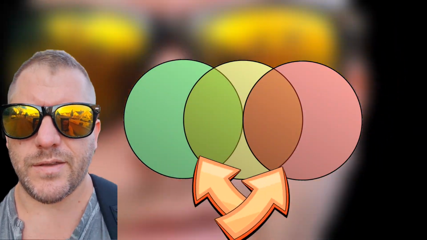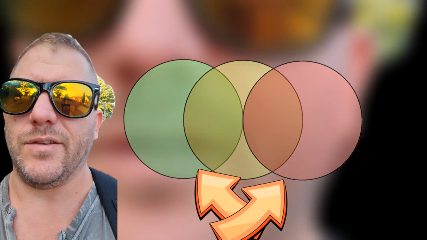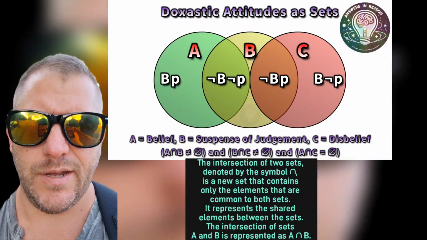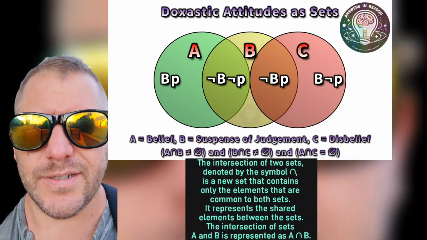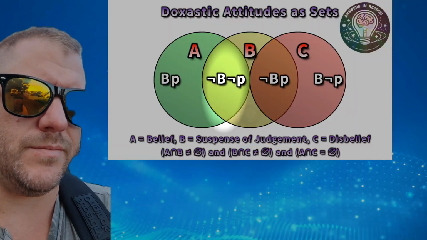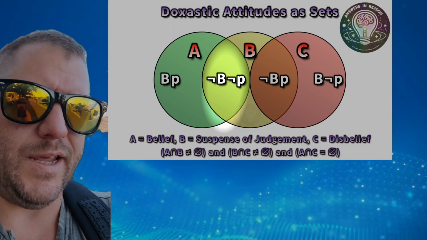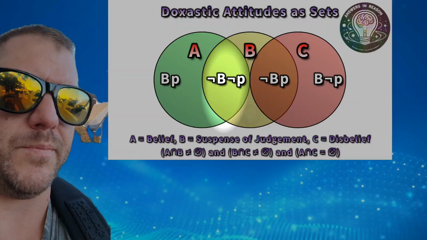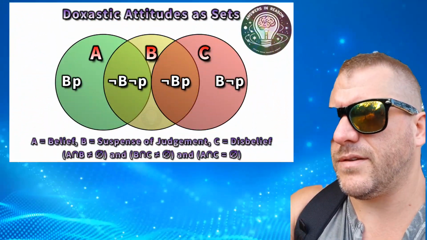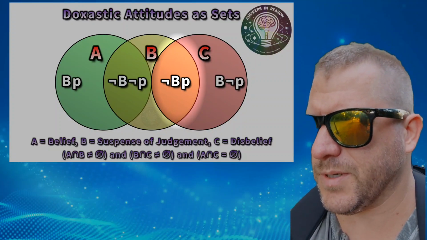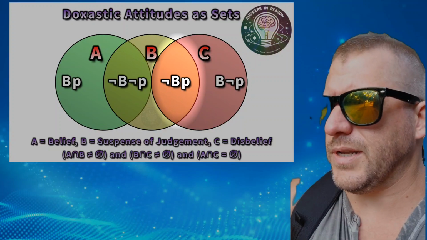Where these sets overlap is called an intersect, and it's qualities shared by more than one set. The intersection between belief and suspense of judgment is not believing the proposition false. And the intersection between disbelief and suspense of judgment is not believing the proposition true.